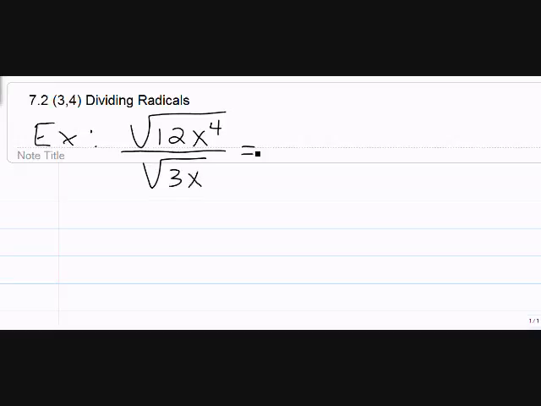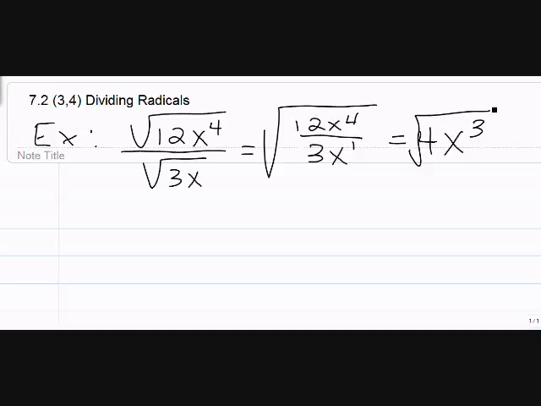Okay? So the easiest way to approach these is to simplify the fractions first. The square root of 12x to the fourth divided by the square root of 3x is the square root of 12x to the fourth over 3x. Now I can simplify. 12 over 3 is 4. What's x to the fourth over x? So, really all I'm finding is the square root of 4 times x to the third.